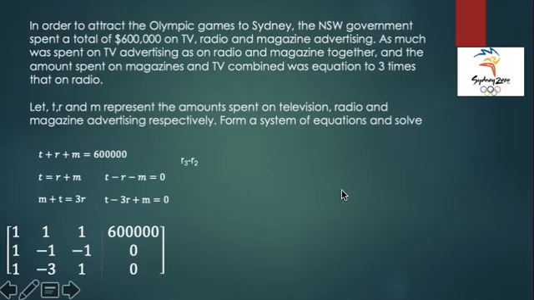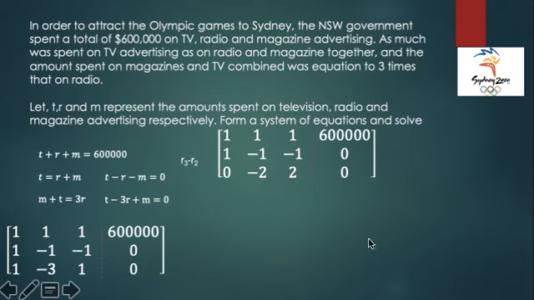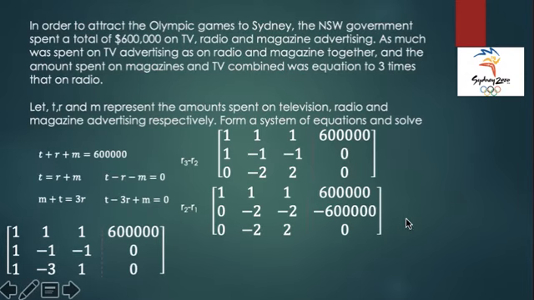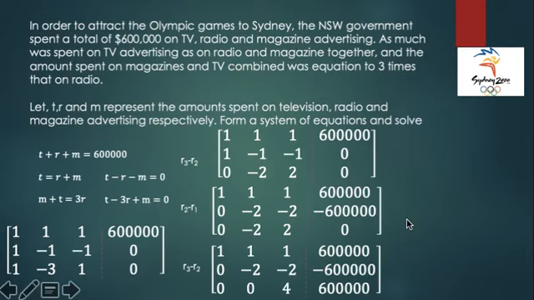Again, I'm going to start with row 3 take R2, then row 2 take row 1, finally row 3 take row 2. Okay, and there I've got it. I've got 2 zeros, 1 zero, and I don't need a zero in the last one.